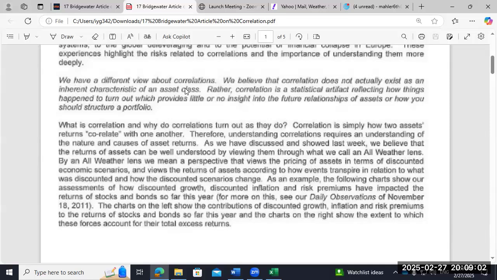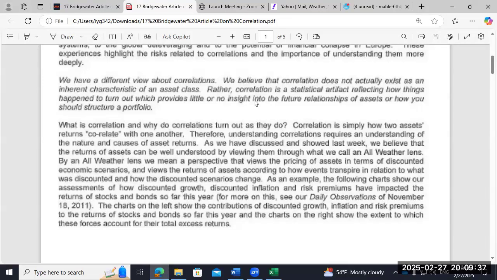What they're saying is assets don't have correlations. You can calculate correlation, but that's just for some period of time. That doesn't tell you anything about what's going to happen going forward. That just happened to go up in there. Correlation is a statistical artifact reflecting how things happen to turn out, which provides, this is pretty heretical, little or no insight to future relationships. Most firms that you work for that do efficient frontier, their correlations are entirely based on history. And they're telling you history is not reliable.